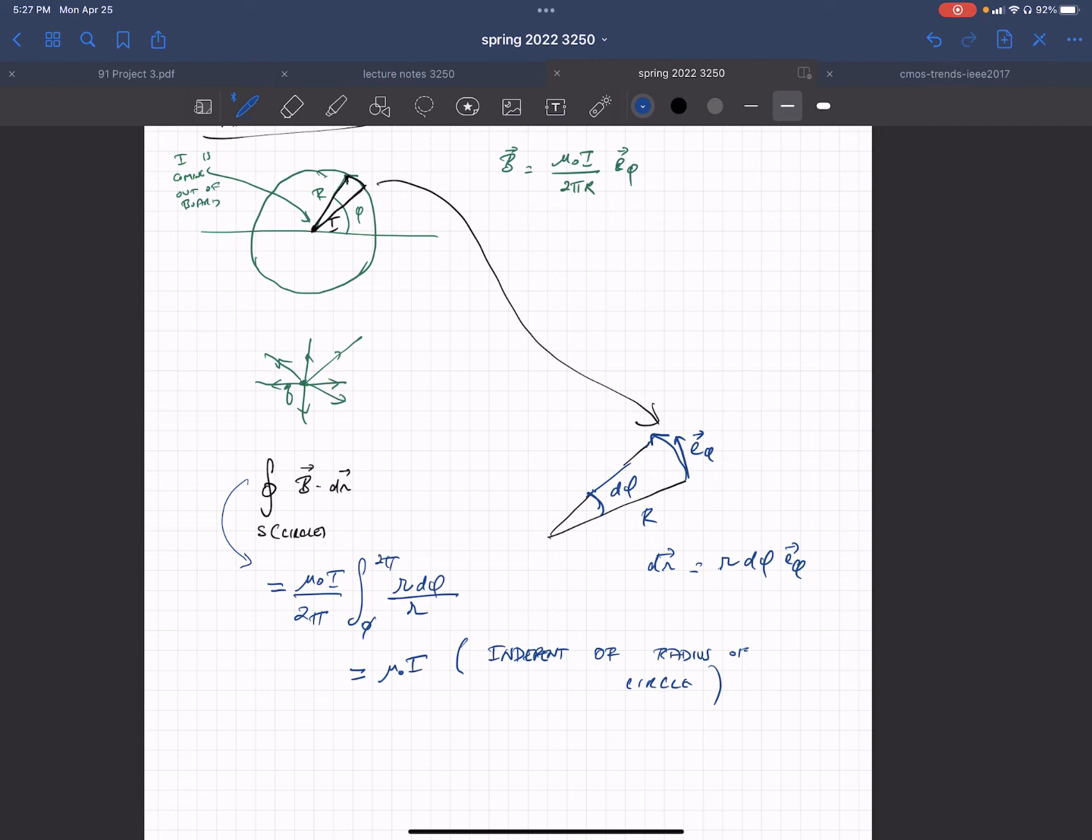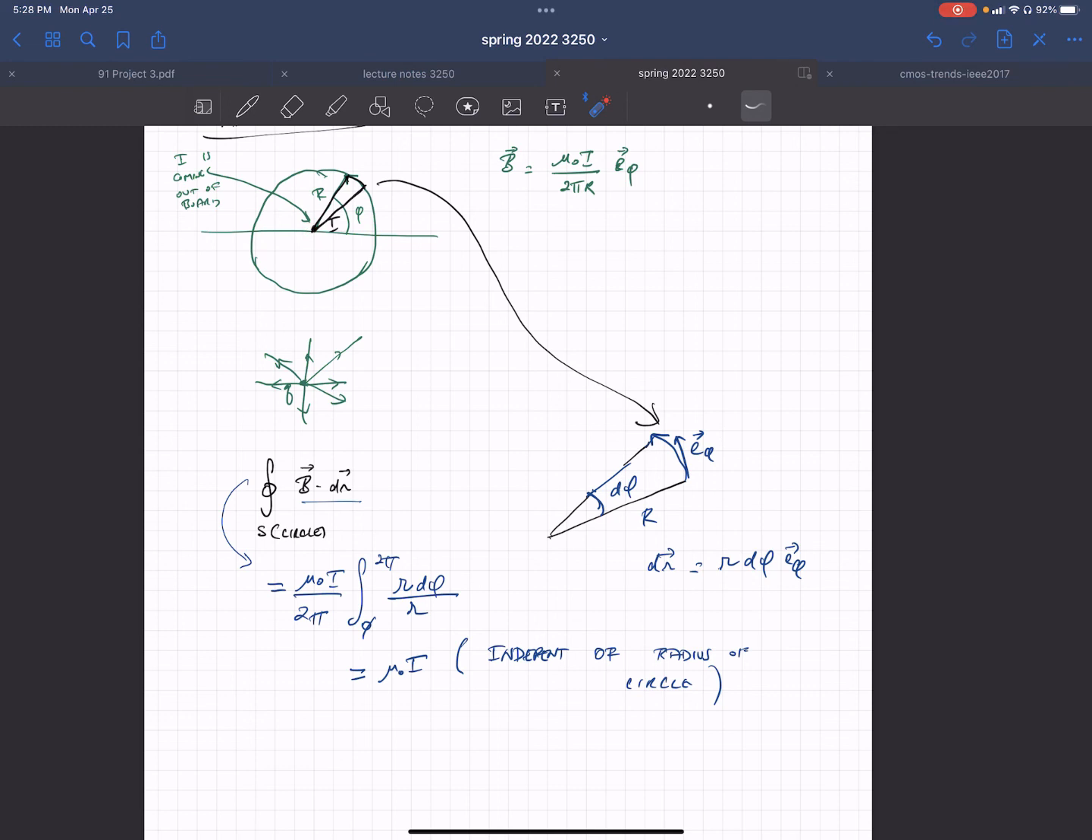So this is as if you're looking at the integral of B dot dr around the whole circle. The result doesn't depend on the radius of the circle or anything. It just depends on how much current is going through this circle. So again, remember that the current's coming out of the screen here.